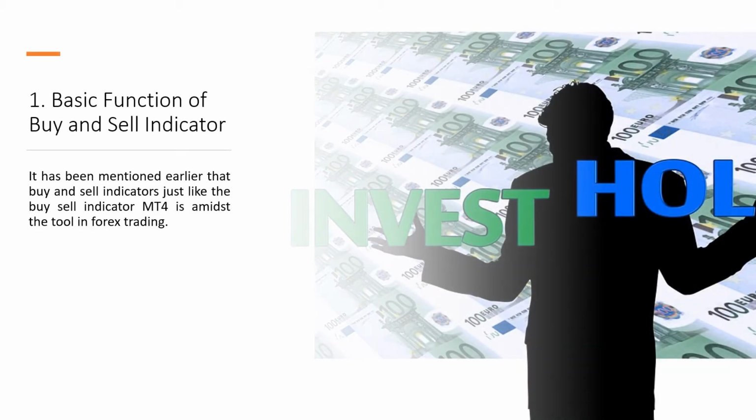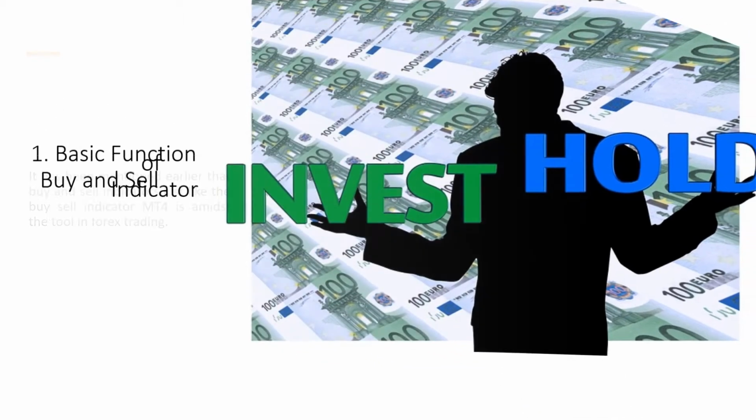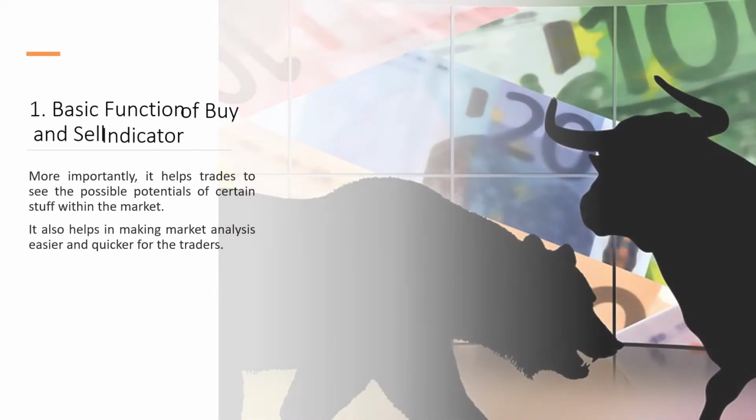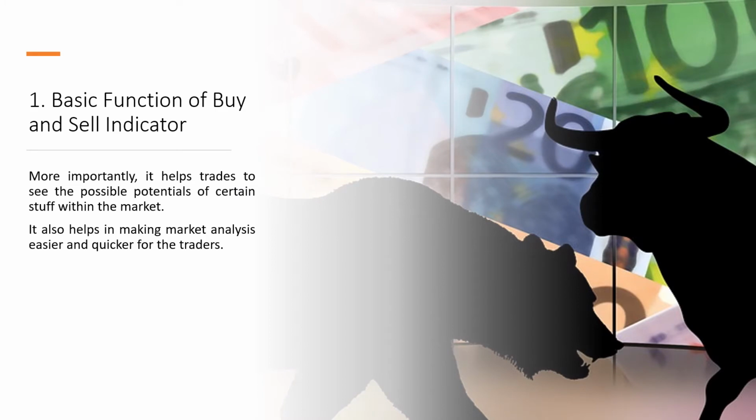1. Basic function of buy and sell indicator. It has been mentioned earlier that buy and sell indicators, just like the buy-sell indicator MT4, are among the tools in Forex trading. It employs a kind of technical indicator that will help even beginners to make a move like pros within the market. In general, it helps traders to find the best trade ideas in terms of when to buy and sell. More importantly, it helps traders to see the possible potentials of certain stuff within the market. It also helps in making market analysis easier and quicker for the traders.